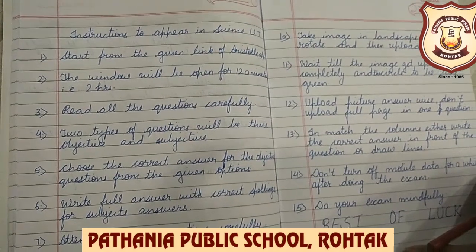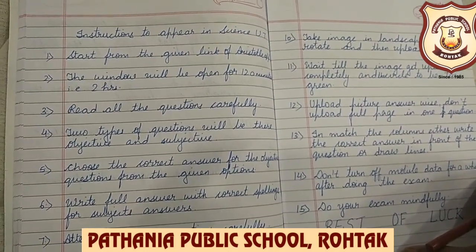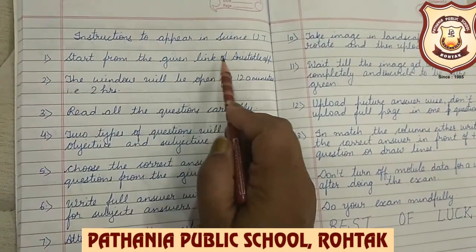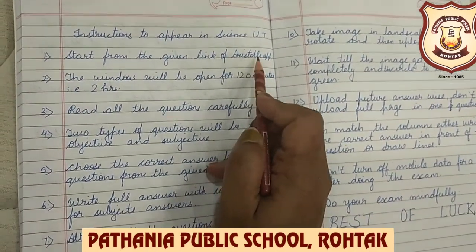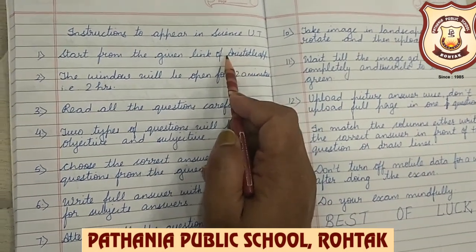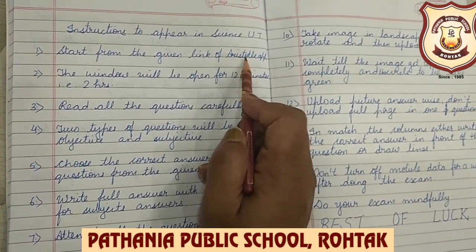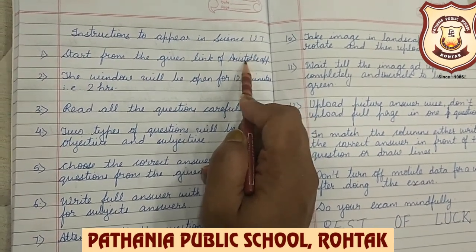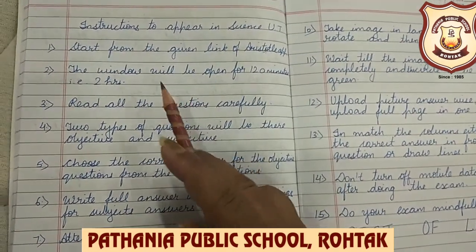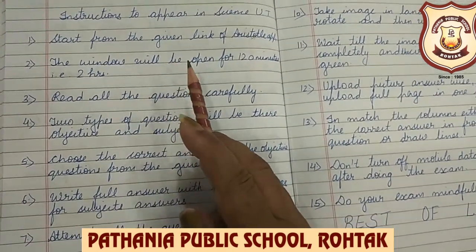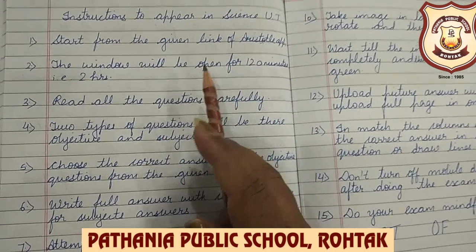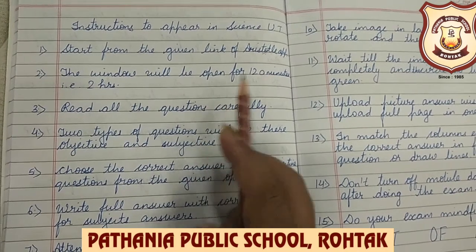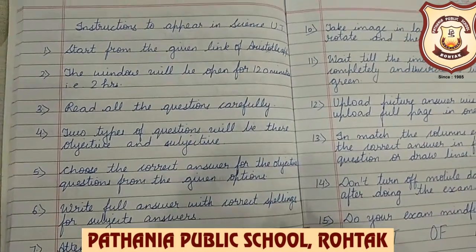Beta, I am going to give you some instructions to appear in your Science UT. First of all, start from the given link of Aristotle app. You will receive a link of Aristotle app and you can directly go there by just clicking on the given link, right? The window will be open for 120 minutes, that is 2 hours. Beta, once you click on the link, that window for attempting the examination will be open for you for 120 minutes, which is 2 hours.